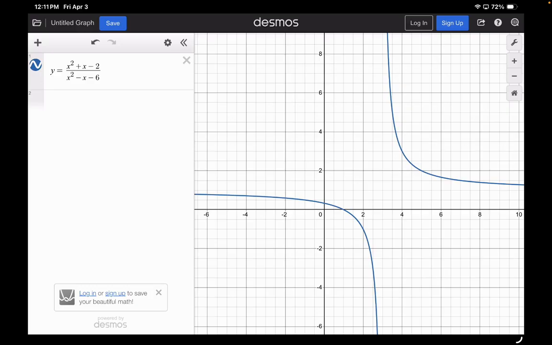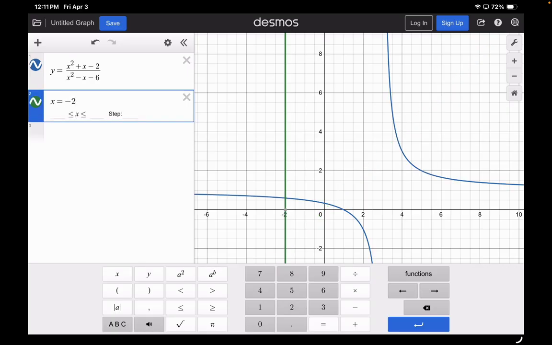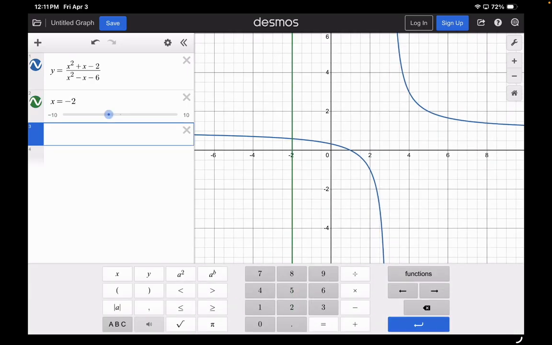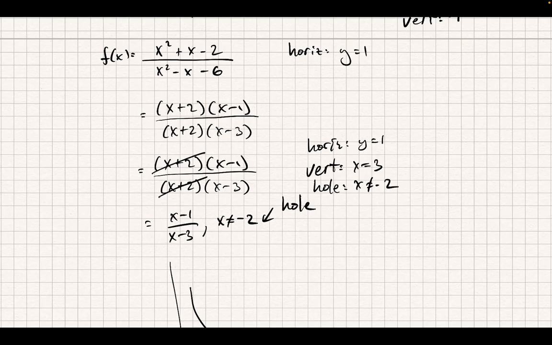Let's look at x equals -2. Is that a vertical asymptote? Not there. Okay, I thought you were referring to something else. He was wondering because in this version it appears that x equals -2 should be a problem, but it's not because it cancels.